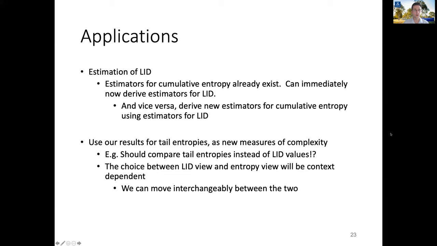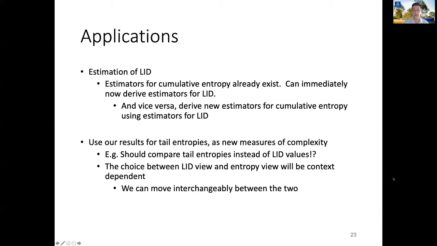Applications of our work. There are some applications in terms of estimation of ID. It turns out that there are actually estimators for cumulative entropy, and given that we've shown the relationship between cumulative entropy and ID, LID, you can use the estimator for the first to estimate the second, or vice versa. We could derive new estimators for cumulative entropy using existing estimators for LID. Another way to think about this is we've actually developed new measures of complexity. So instead of comparing LID values, should one actually be comparing tail entropies? And probably it's going to be context dependent as to which is more appropriate. But our work shows that you can move interchangeably between the two and use whichever is more appropriate or convenient for your setting.